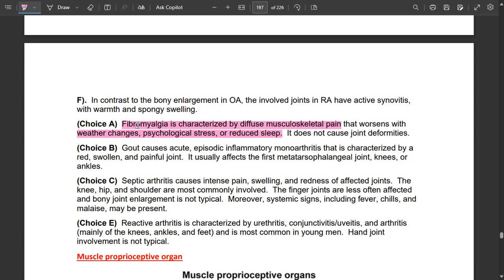All right, now let's talk about gout. Gout causes episodic inflammatory monoarthritis that's characterized by a red, swollen, painful joint. It usually affects the first metatarsal joint, the knees, or the ankles.